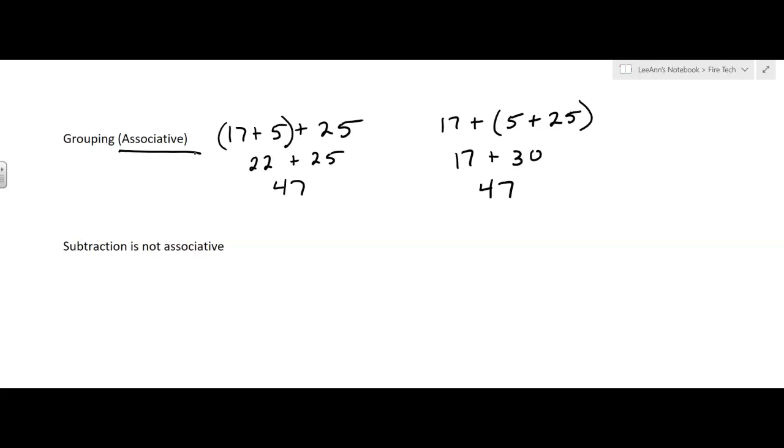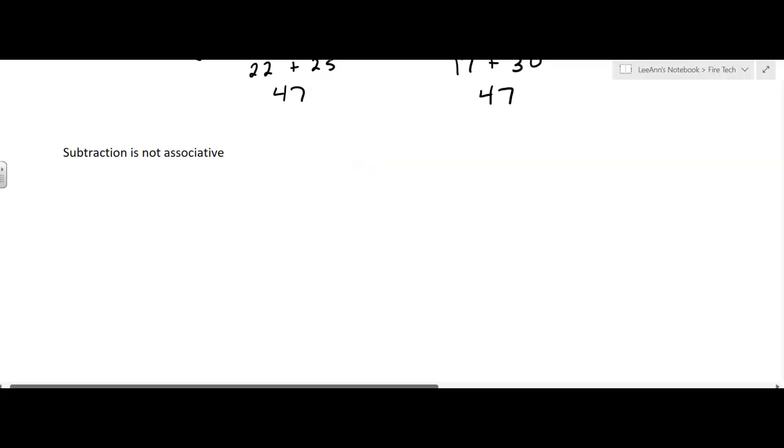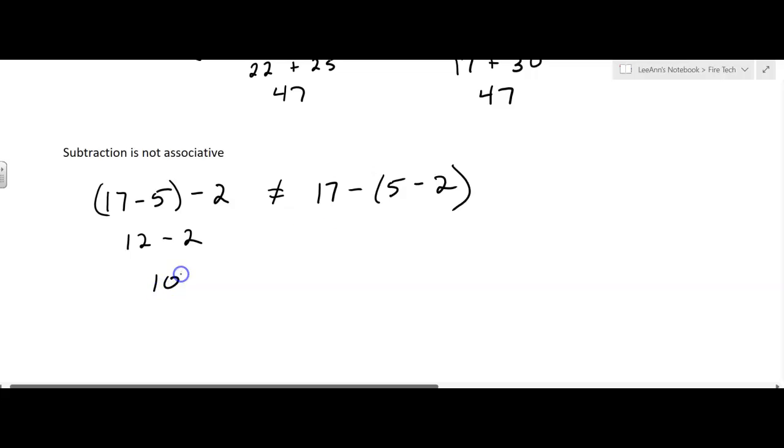Subtraction, though, is not associative. So let's say I have 17 minus 5, and I'm going to do that and then subtract 2. So we're saying it's not the same thing as if I have 17 minus 5 minus 2. Okay, so let's see what happens. Here I would have 12 minus 2 on the left, I'd get 10. But on the other side, I'd have 17 minus 3, I'd get 14. So you don't get the same answer. So subtraction is not associative.